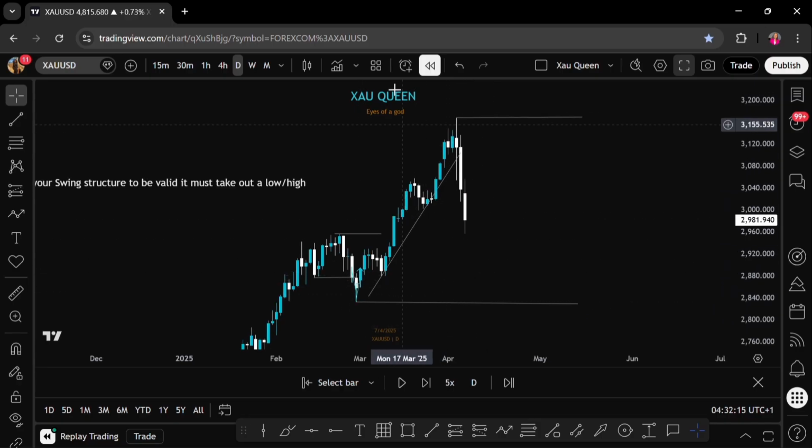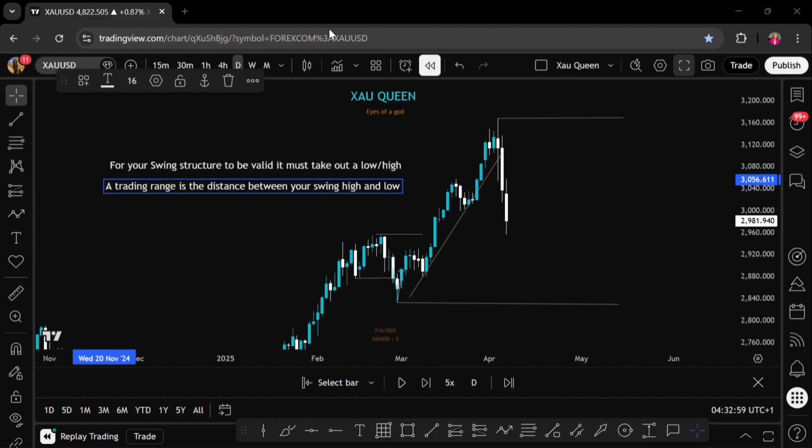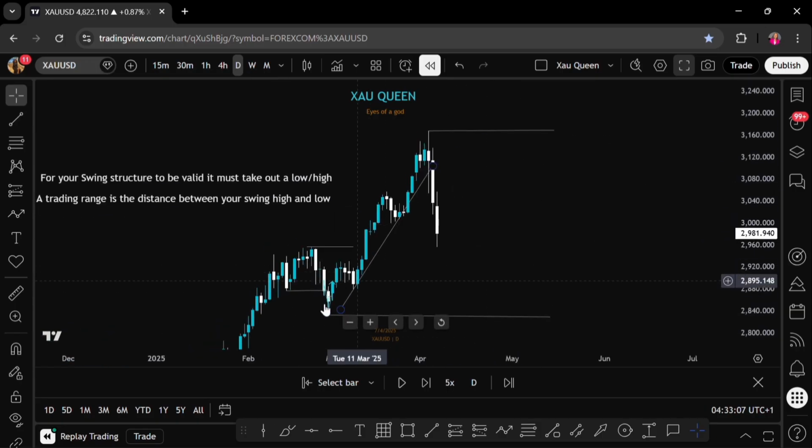What is a trading range? A trading range is the distance between your swing high and your swing low. That is a trading range. So this is a trading range: this low that we are seeing here, which is our swing low, and this high that we are seeing here, which is our swing high. Every other thing happening inside is noise.